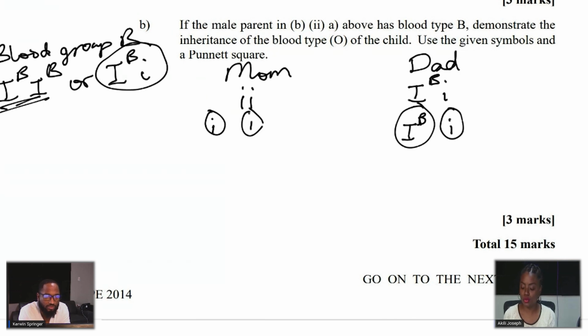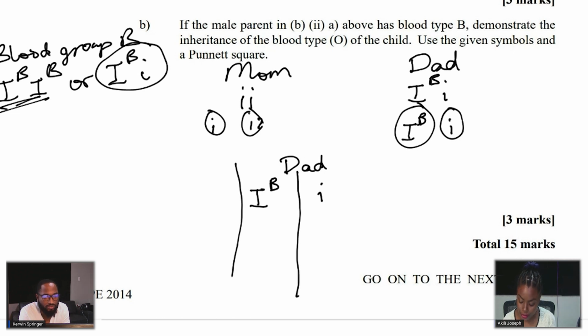So what we're going to do is a Punnett square to see all the possibilities of the combinations of gametes, like how the different ones can match up. In a Punnett square, you would put daddy's possible gametes to the top. So let's label dad to the top, and his possible gametes would be I^B or i. And then we will put mommy's possible gametes to this side.